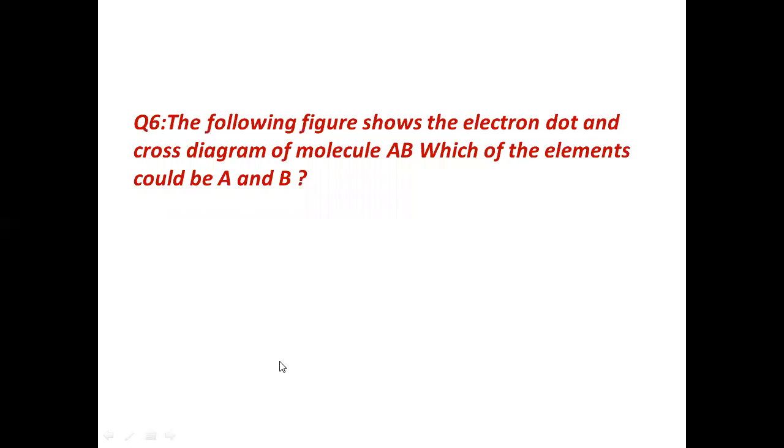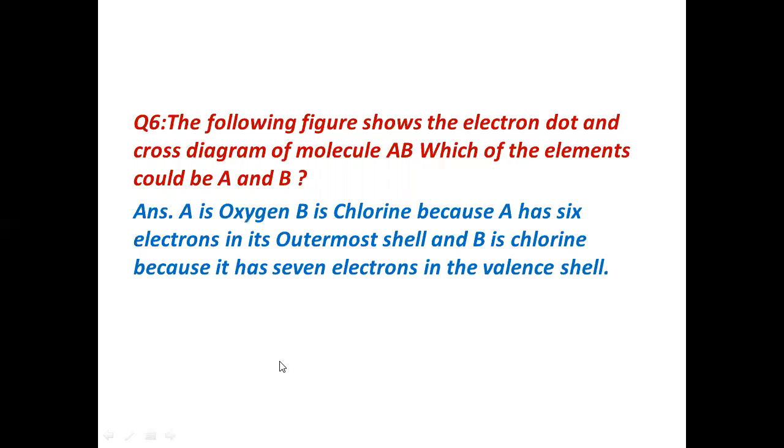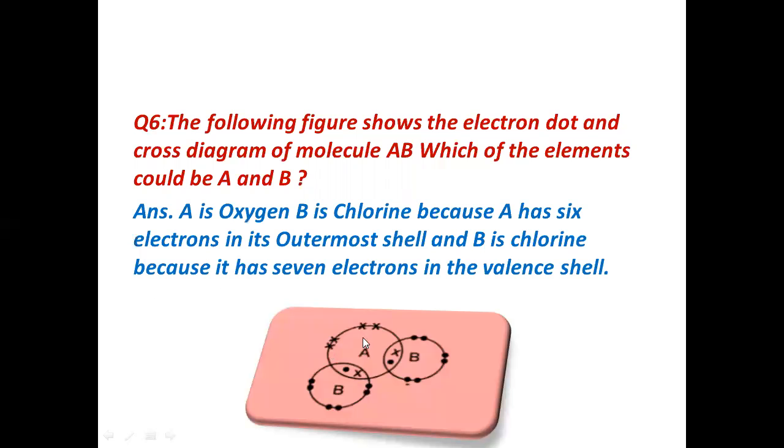Question number 6, the following figure shows the electron dot and cross diagram of molecule AB. Which of the following elements could be A and B? A is oxygen and B is chlorine, because A has 6 electrons in its outermost shell, and B is chlorine because it has 7 electrons in the outermost shell. There are 6 crosses in A, which means it is an element of group 6, that is oxygen. And 7 electrons in the outermost shell means it is an element of group 7, most probably chlorine, because we have to make a bond of oxygen and chlorine.